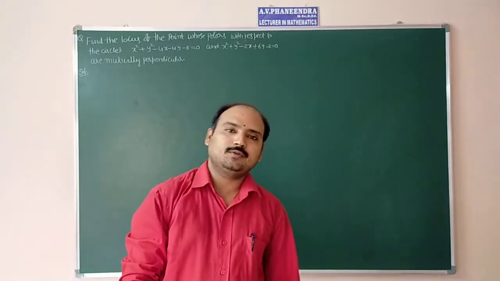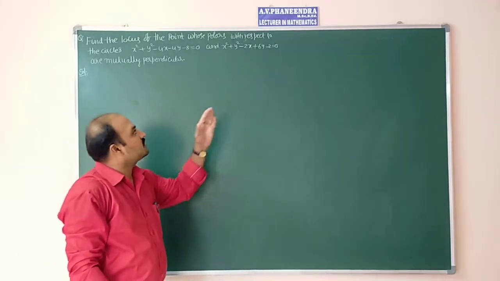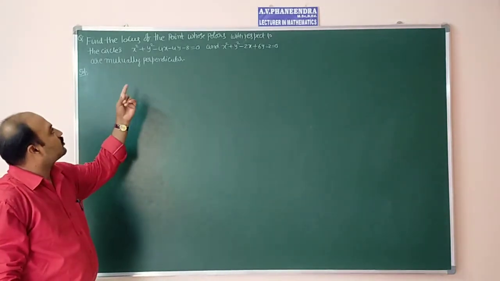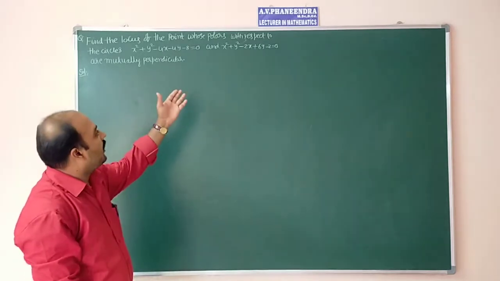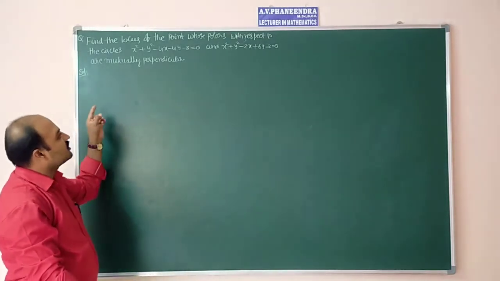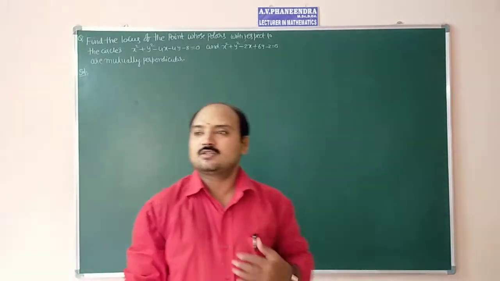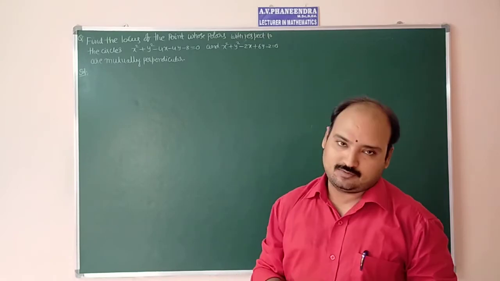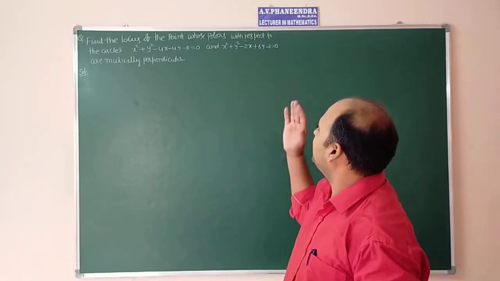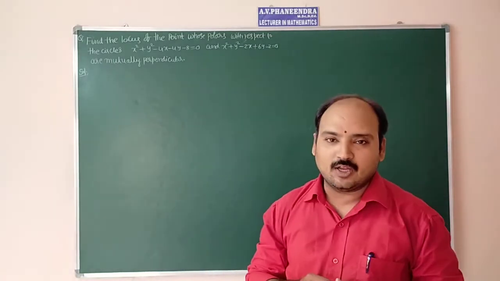The next question. Find the locus of the point whose polars with respect to the circles x square plus y square minus 4x minus 4y minus 8 equal to 0 and x square plus y square minus 2x plus 6y minus 2 equal to 0 are mutually perpendicular. See here the question is, find the locus of the point whose polars with respect to the circles are mutually perpendicular.